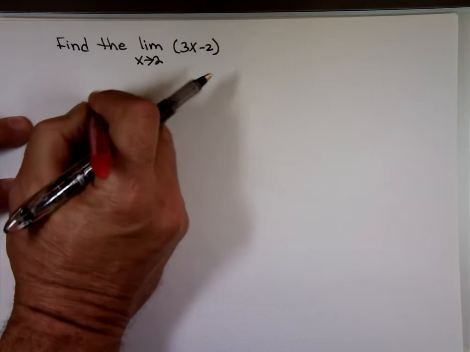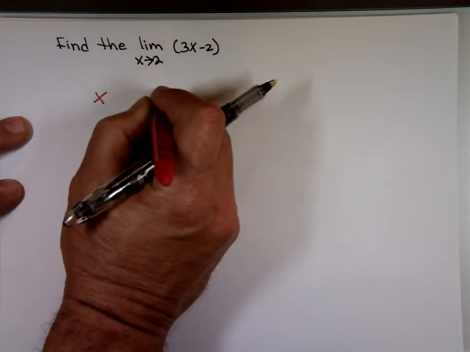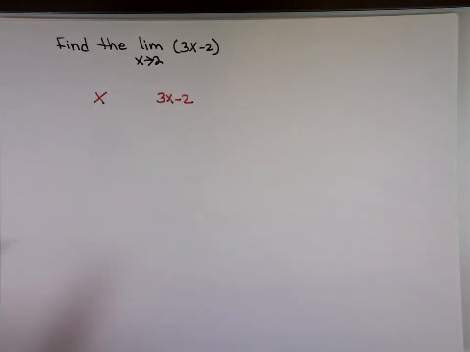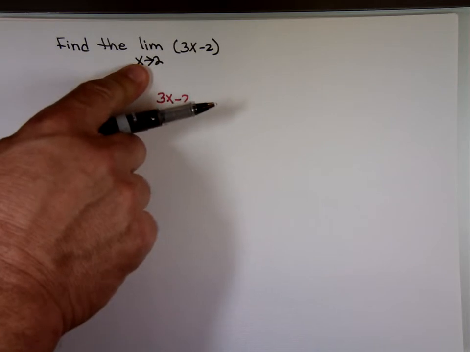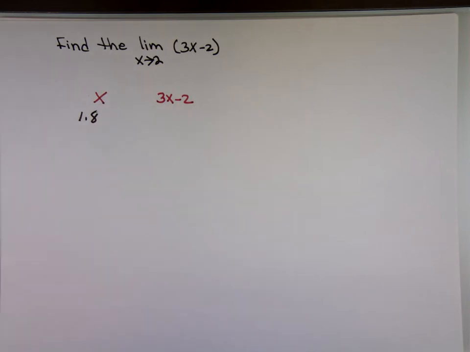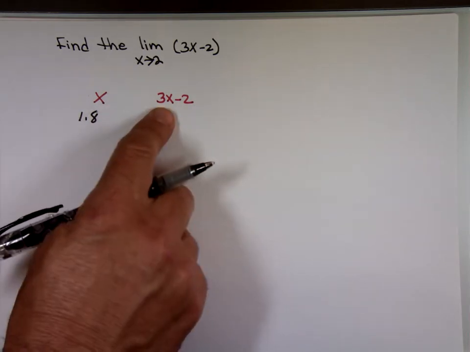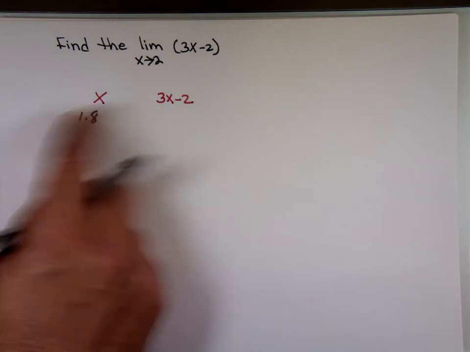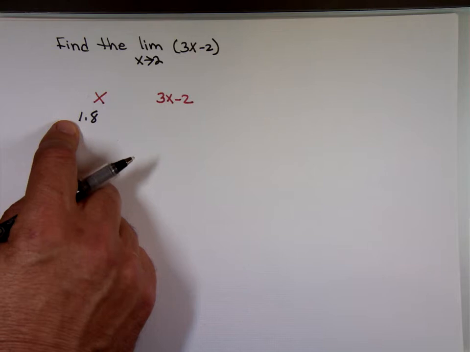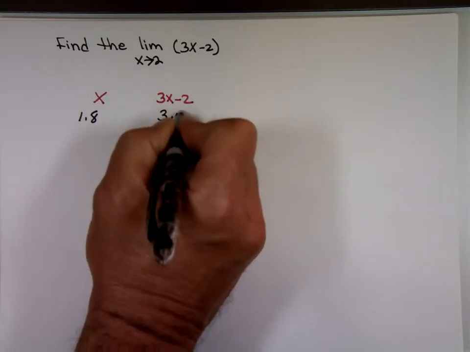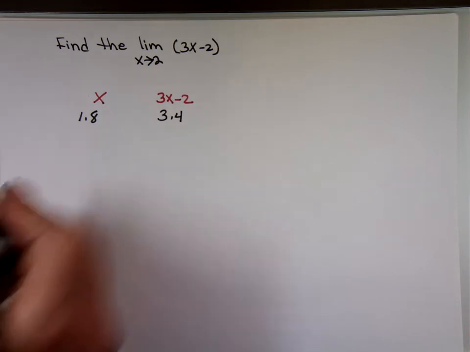Here's x, and there's the limit of that. Let's find the value of 3x minus 2. It says as x approaches 2. Let's pick some numbers close to 2. What is close to 2? Is 1.8 close to 2? Let's plug in 1.8 for x. And what are you going to have? 3 times 1.8, 5.4 minus 2, 3.4.